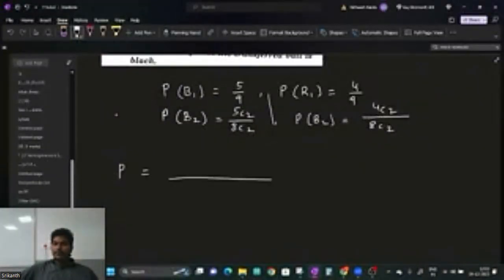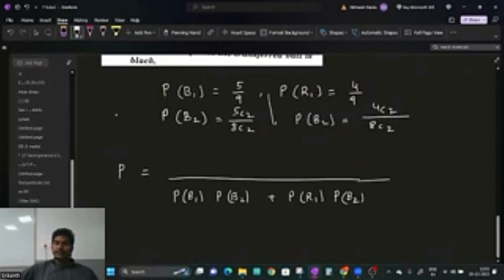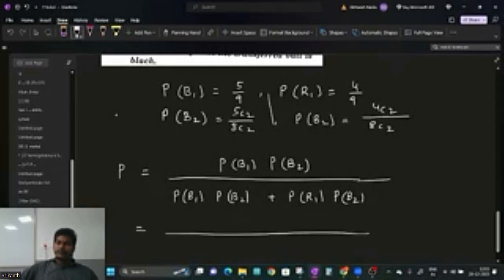So our probability P is equal to, just multiply these values together and add them. So P of B1 into P of B2 plus P of R1 into P of B2. Always the second choice will produce 2 black balls. What we required is that the first is a black ball transferred, and then after a black ball, the second draw will also be black. So this is the probability you have to perform.